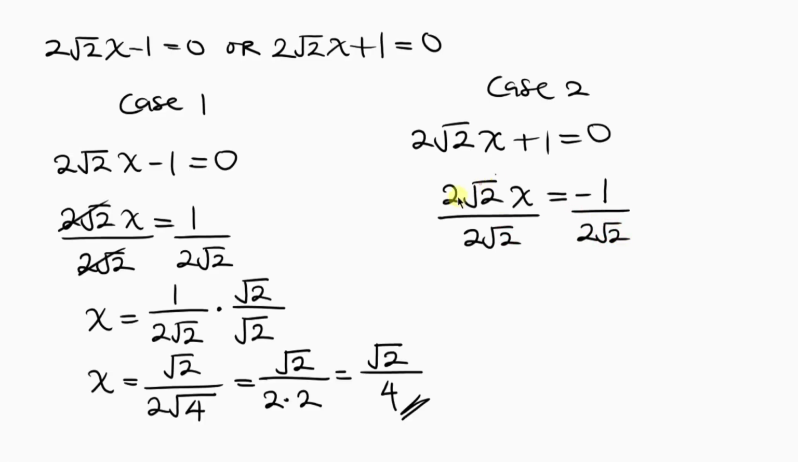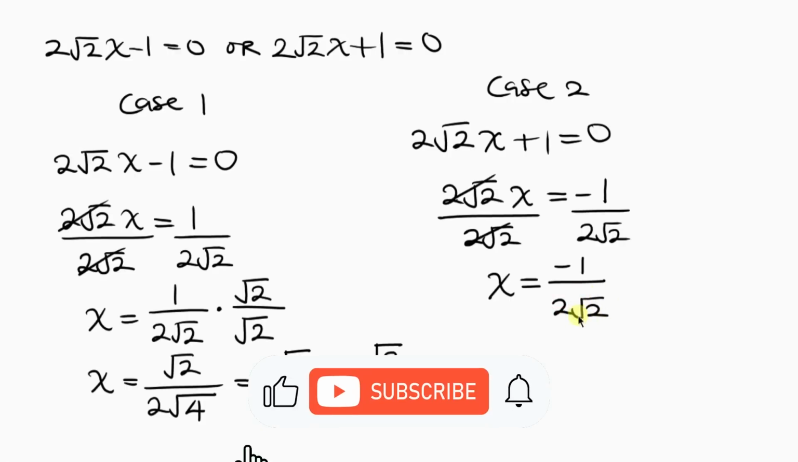Now notice that 2 root 2 cancels out, leaving behind x to be equal to negative 1 all over 2 root 2. Very good. And just as we said, we cannot allow a surd to be a denominator.